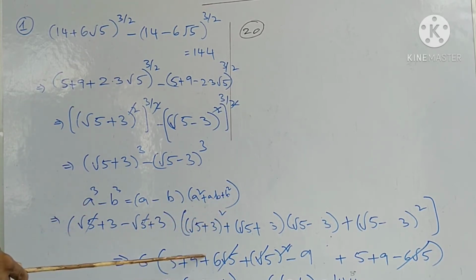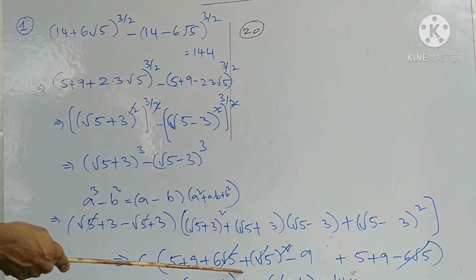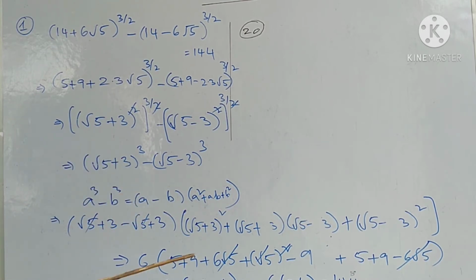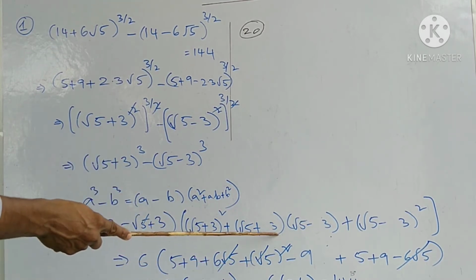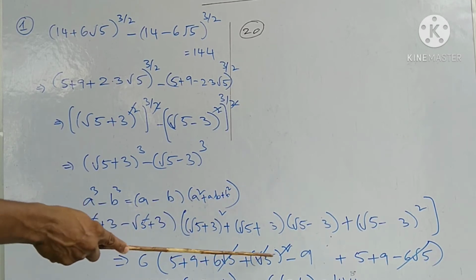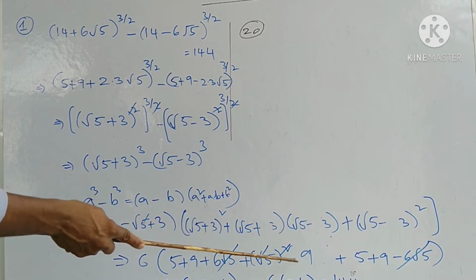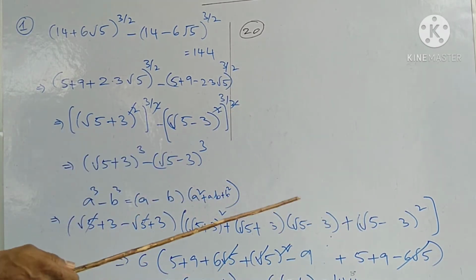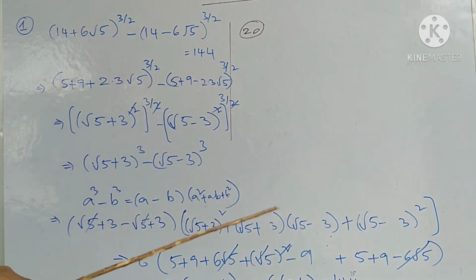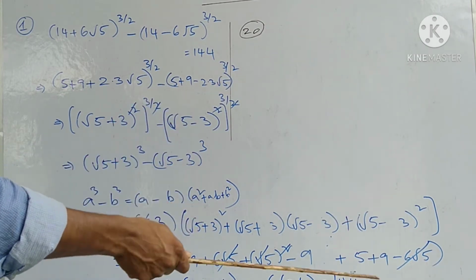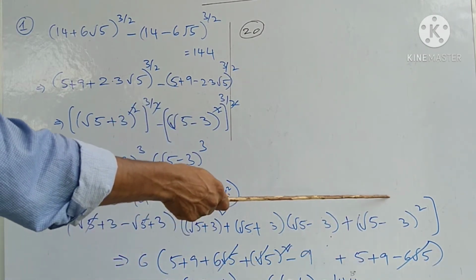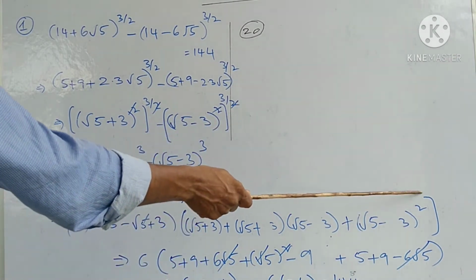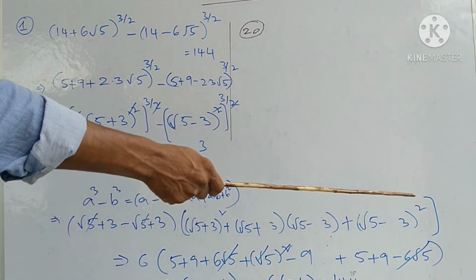So 5 plus 9 plus 6 root 5 plus, here it is of the form a plus b into a minus b. The result is a square minus b square. So root 5 square minus 3 square. Here the square root cancels, minus 3 3s are 9, plus a minus b whole square. The result is a square plus b square minus 2ab. So root 5 square means the square root cancels, 5 plus 3 square means 9, minus 2ab means 2 into root 5 into 3. 2 3s are 6 into root 5.